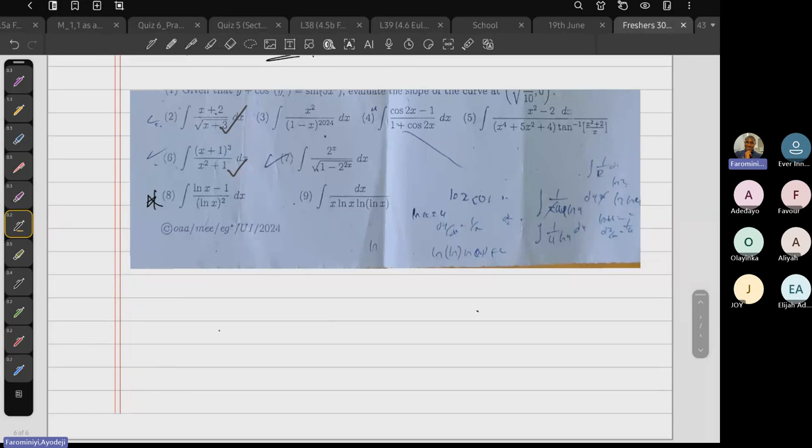So number 7 is, I think, quite much easier. The integral of 2 to the power of x over square root of 1 minus 2 to the power of 2x dx. But before we continue on that, we have just written an integral of 1 plus x squared. Does anybody remember what we said it is?